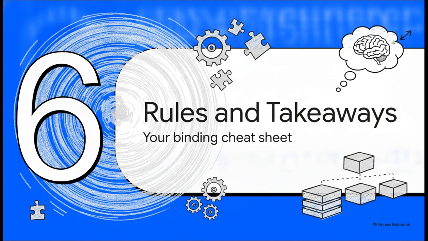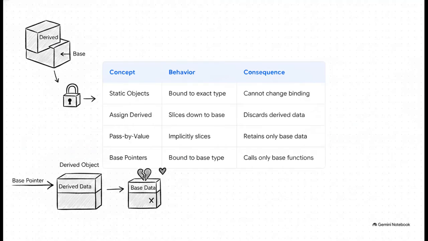Finally, section 6, key rules and takeaways, your compile time binding cheat sheet. Okay, here is your ultimate cheat sheet. This condenses everything we've talked about into reliable programming patterns. First, for static objects, binding is to the exact object type and it simply cannot change. Second, when you assign a derived object to a base object, it physically slices down, discarding data and throwing errors on derived function calls. Third, pass-by value implicitly slices your objects in that exact same way. And lastly, base pointers can point to derived memory, but because they're statically bound to the base class, they just hide the derived data and only ever call base functions.